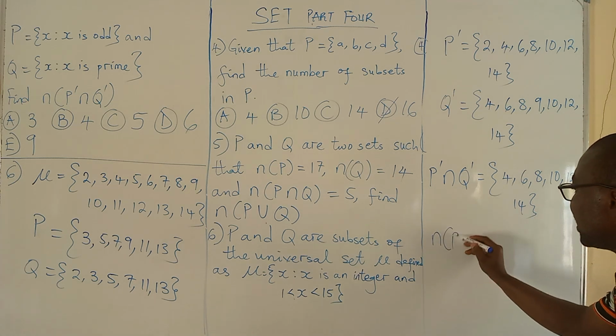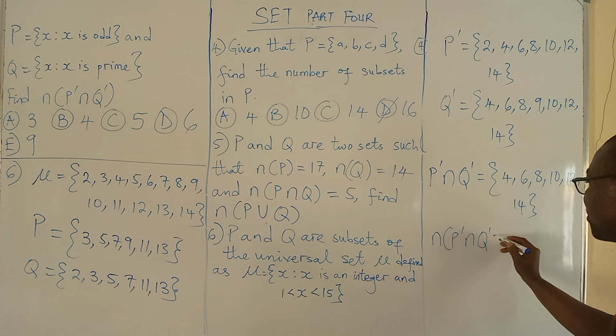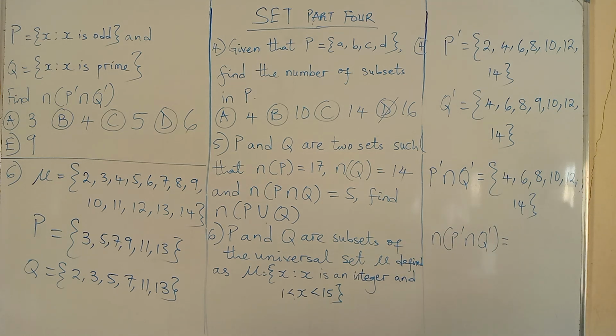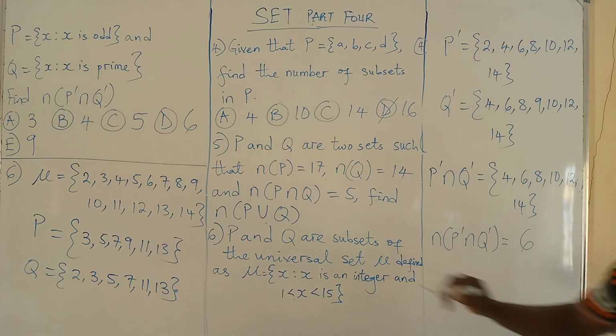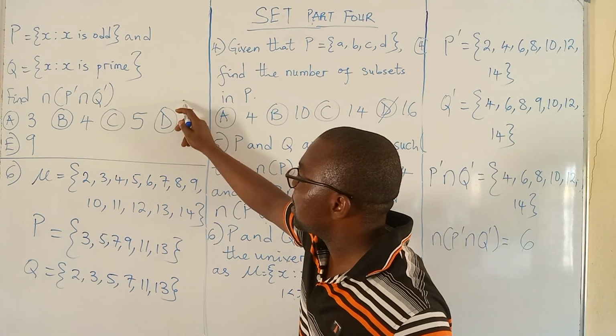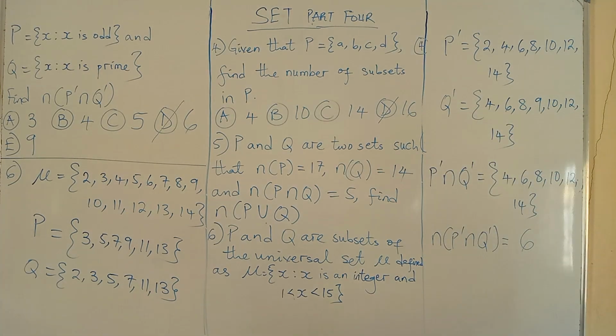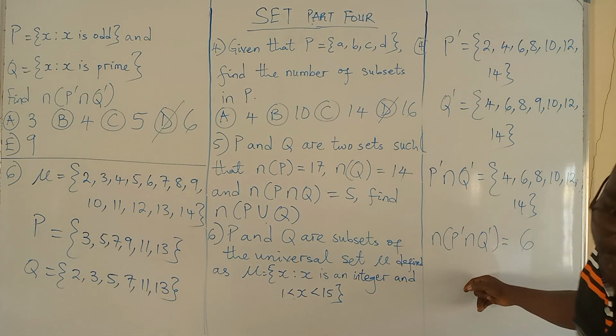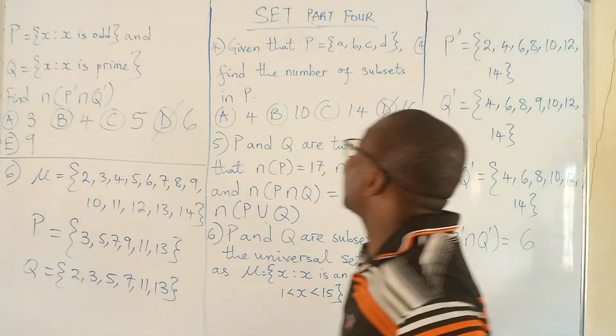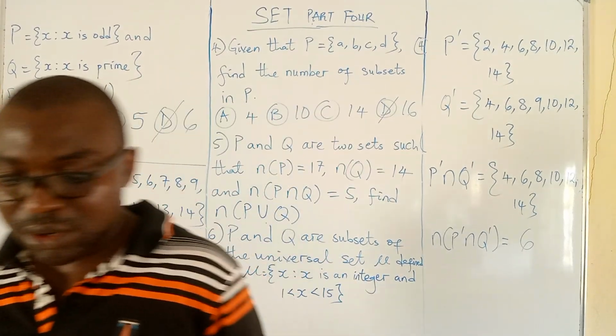So the cardinality of that, cardinality simply refers to the number of elements in that set. So how many elements do we have here? 1, 2, 3, 4, 5, 6. So the cardinality is 6. That gives us option D. Option D is the answer to that question. Okay, so with that, we have come to the end of set part 4.